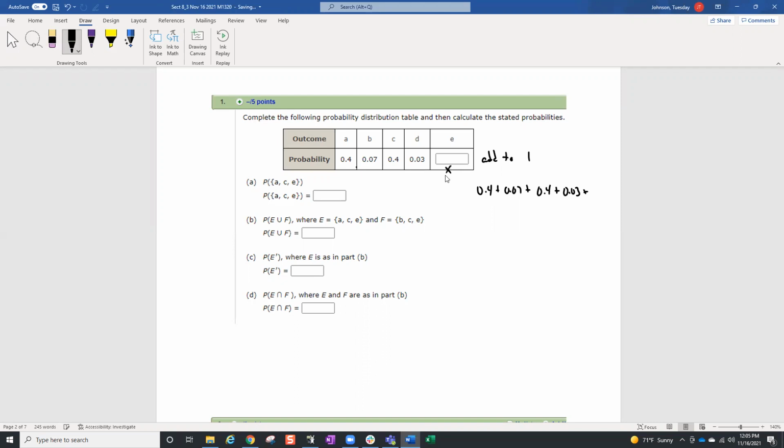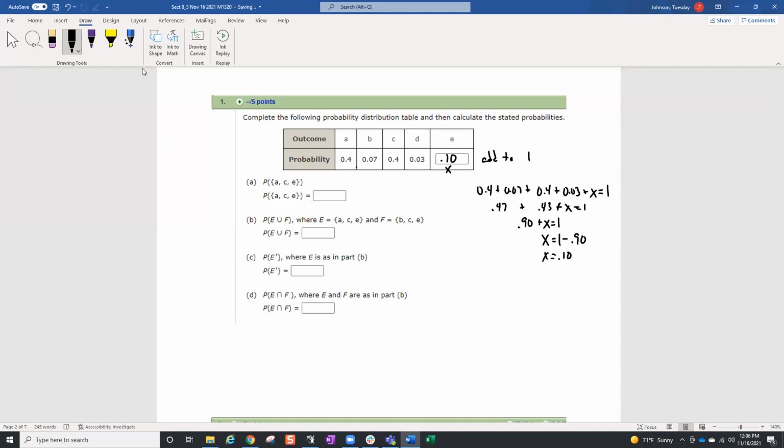And I'm going to call this X for right now because I don't know what it is. As a mathematician, I use X's for unknowns. So when I add up all 5 of these, it should equal 1. So let's see. This is 0.47 plus 0.43 plus X. 47 plus 43, that's 80, 90. 0.90 plus X equals 1. X equals 1 minus 0.90. So our X value will be 0.10.